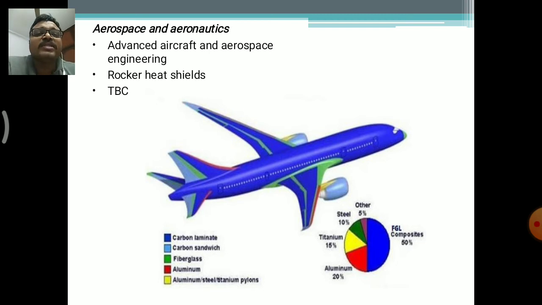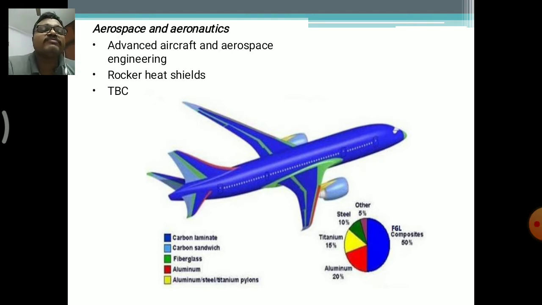For the next, this is the first main application. The majority application is aerospace and aeronautics. In aerospace and aeronautics, FGMs are used in advanced aircraft and aerospace engineering. The next one is rocket heat shields. To reduce the heat of the heat shield, we are using these FGMs.